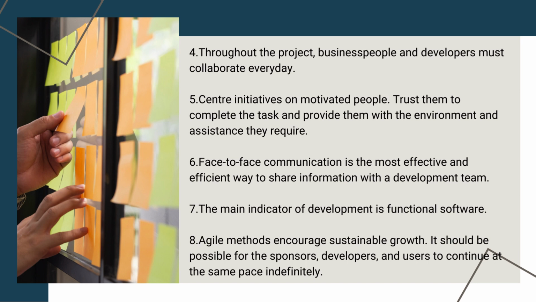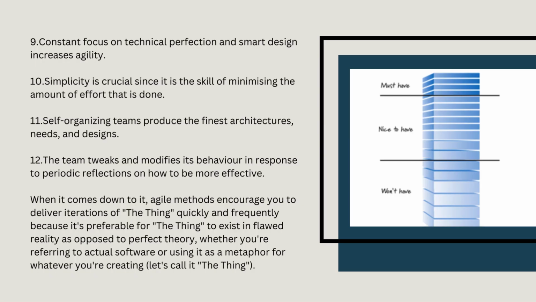7. The main indicator of development is functional software. 8. Agile methods encourage sustainable growth. It should be possible for the sponsors, developers, and users to continue at the same pace indefinitely. 9. Constant focus on technical perfection and smart design increases agility.